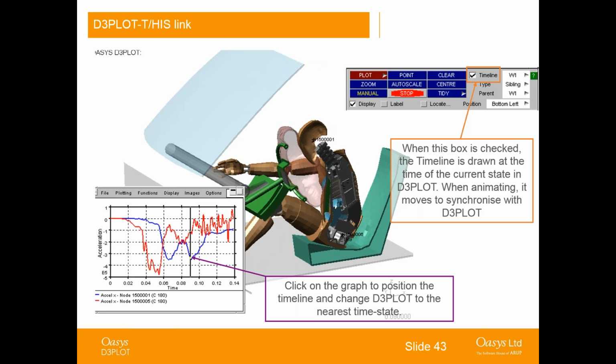And this is something, again, that I talked about, which is the link between D3plot and THIS. We can overlay the two, and we can have this thing called timeline, which will basically follow the graph in THIS with the plot state in D3plot. So that's very useful. We can identify, let's say, in this case, the point of minimum acceleration, and then we can go to that plot state in D3plot and see what's going on at that moment in time.